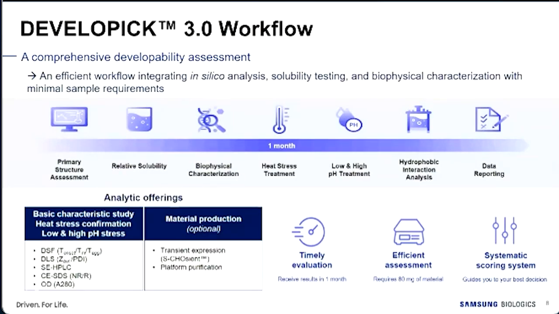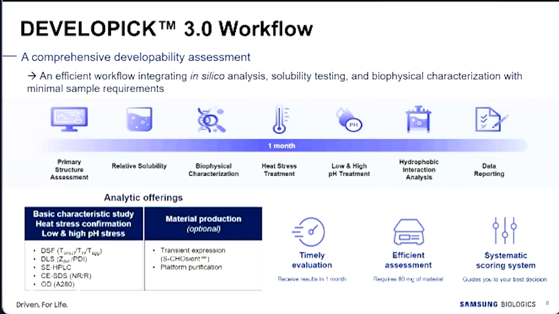So, how does DEVELOPICK work? At first, we use our own program to evaluate the molecular characteristics based upon the primary sequence information, and an open website program, which we all know. And we perform the relative solubility study using PEG assay. Analysis through the DSF-DLS system for biophysical characterization is also done to gain insight from the thermal stress perspective, like T onset, TM, and T aggregation.